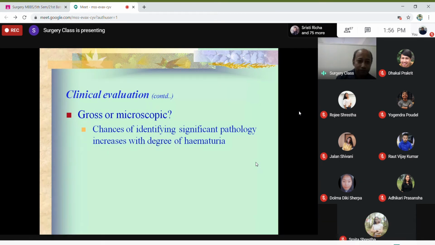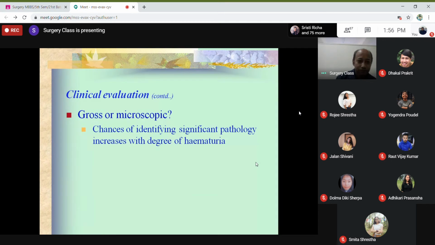Why gross or microscopic hematuria is important is that if there is gross hematuria, it already becomes significant and there is certain underlying pathology, and the chances of identifying that pathology are higher in gross hematuria. In microscopic hematuria, sometimes we may not be able to find the exact cause.